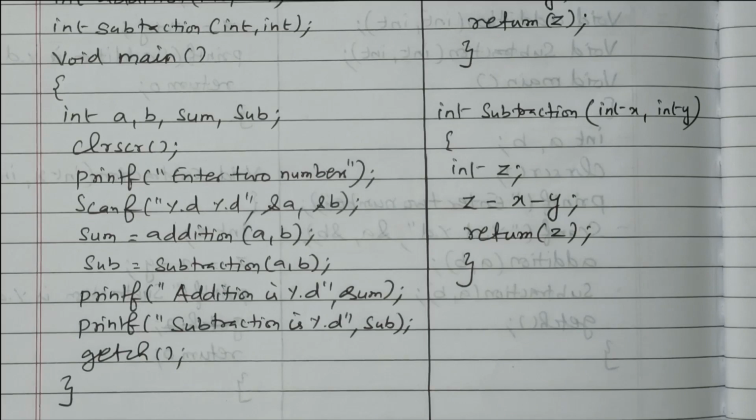So in this video we discussed the third type of function prototype, function with argument and return value. We are passing the argument to the function and the function also returns the value. We know that a function will return only one value, right?